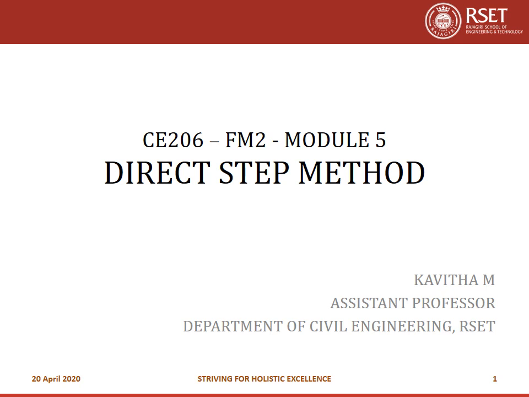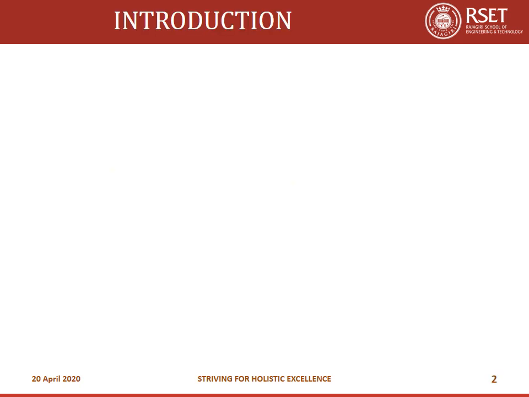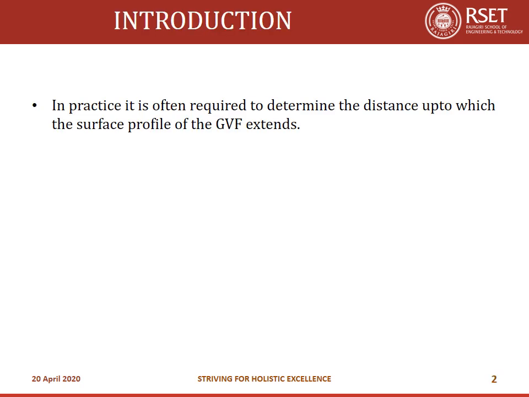The third part of Module 5 is going to be about a numerical method known as the direct step method. Now, in practice, it is often required to determine the distance up to which the surface profile of the gradually varied flow extends. So in the previous lectures, we learned the basics of gradually varied flow.